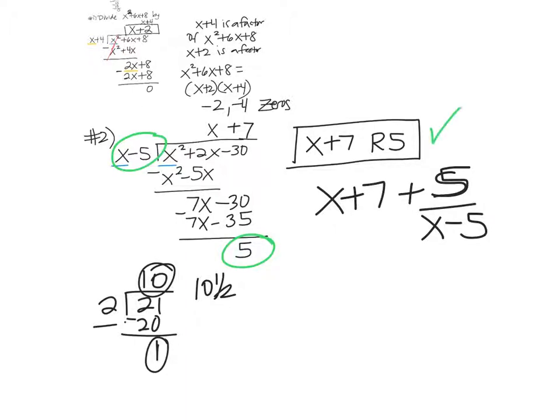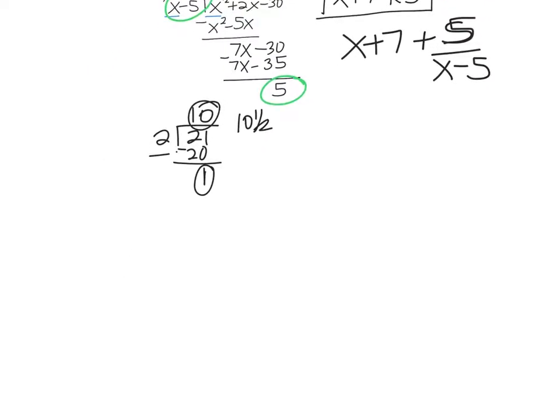Your book right now does this, the remainder, R5. I don't mind if you do that, if you don't like it this way, but this is better, but it's okay. All right, let's do another one. Number 3.